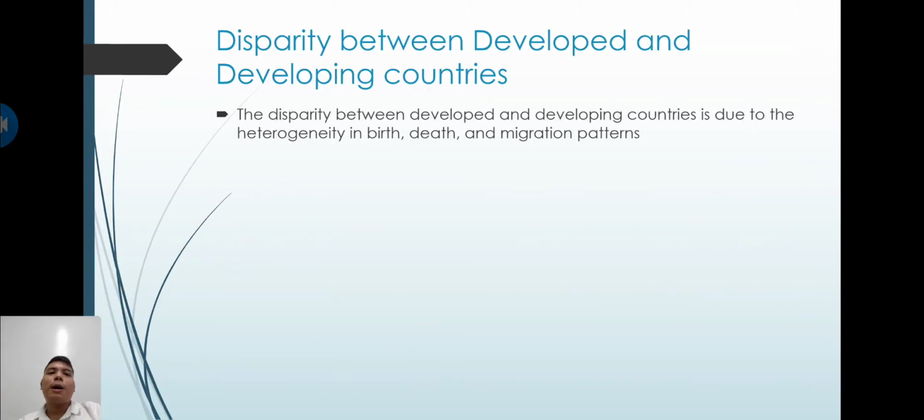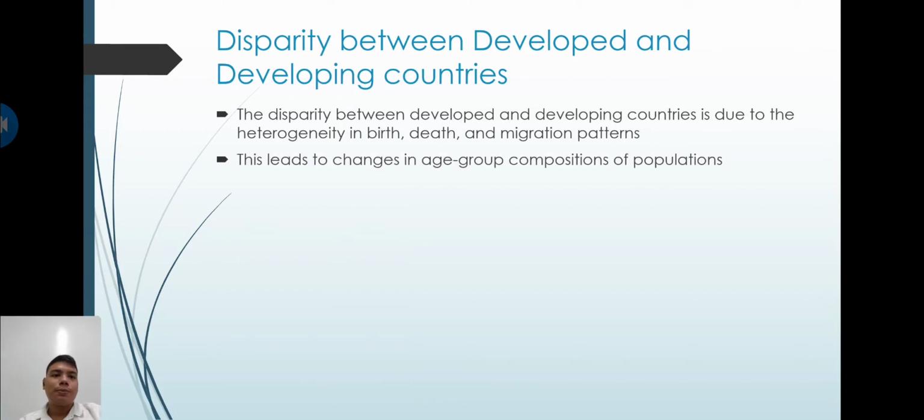So why is there disparity between developed and developing countries? This is due to the heterogeneity in birth, death, and migration patterns. When you say heterogeneity, there is a difference. So there is a big difference between developed and developing countries when it comes to birth, death, and migration patterns. This often leads to changes in age group compositions of populations.